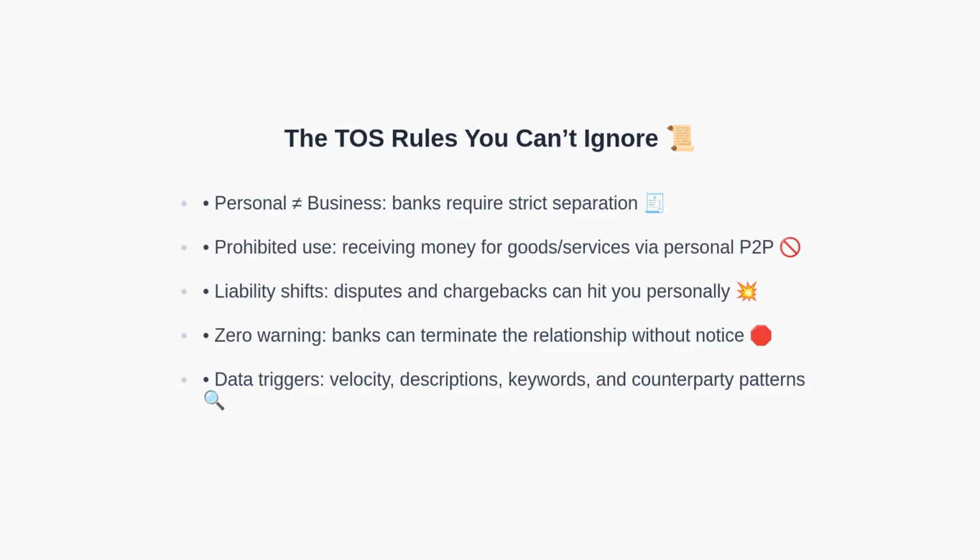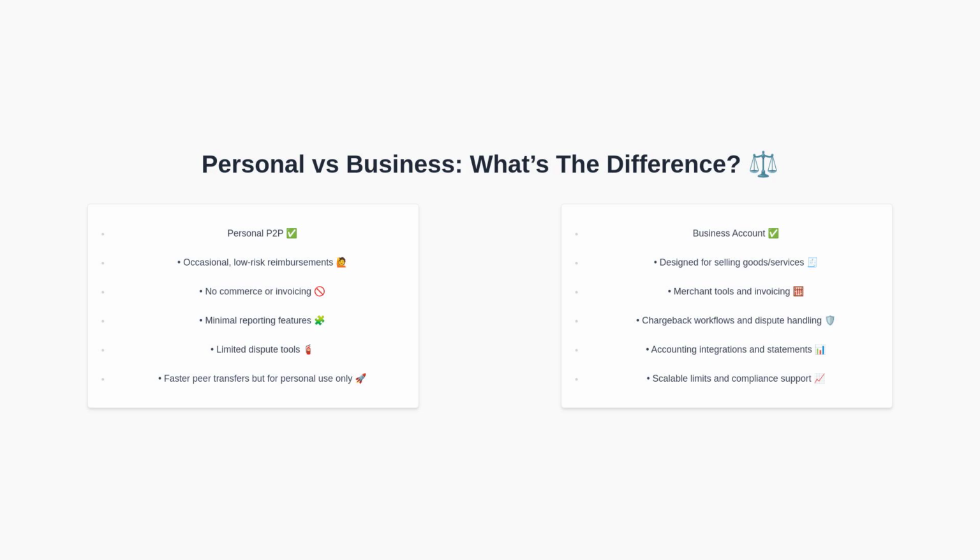Next, we will compare personal and business banking to clarify the differences. On the left, personal P2P is suited for occasional, low-risk reimbursements and explicitly excludes commerce. It offers minimal reporting and limited dispute options, optimized for personal convenience. On the right, a proper business account is built for selling goods or services. It includes merchant tools, invoicing, chargeback workflows, accounting integrations, and scalable limits alongside compliance support. Consequently, using the correct account type aligns your activity with the bank's policies and reduces shutdown risk.